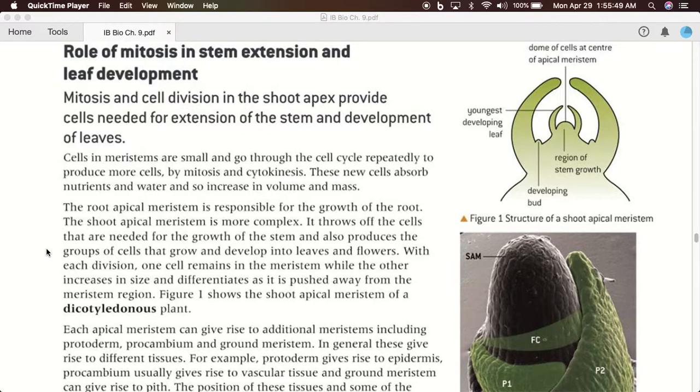And obviously, root apical meristem is going to be responsible for the growth of the root, and shoot apical meristem is going to be responsible for pretty much everything that's not the root, so it'll be for the growth of the stem and for growth of leaves and growth of flowers. And like I said, every time the meristem divides, one of the meristem cells is going to stay as a part of an undifferentiated meristem, and the other one is going to become differentiated and become a leaf or a flower or a stem or a root.